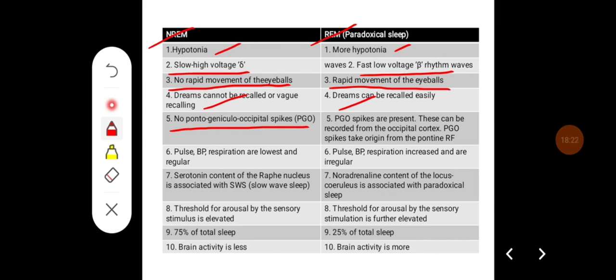These can be recorded from the occipital cortex. PGO spikes take origin from the pontine reticular formation. In NREM sleep, pulse, blood pressure, and respiration are lowest and regular, whereas pulse, BP, and respiration are increased and irregular in paradoxical sleep.